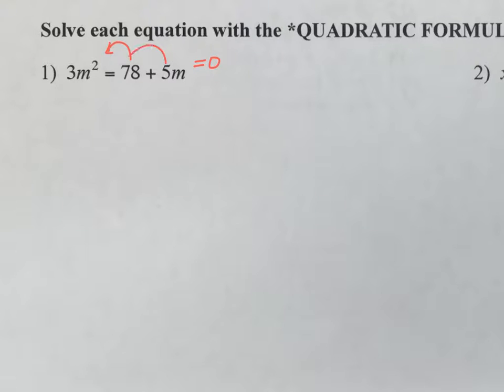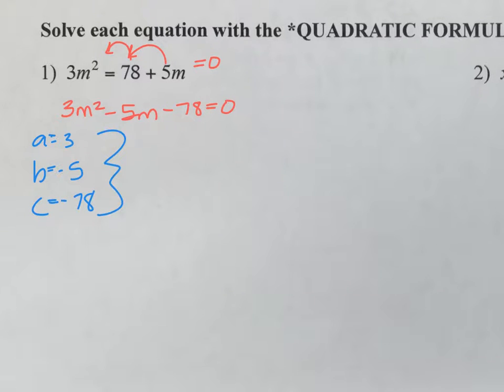So I'm going to move 78 and the 5m over, which is going to give me 3m squared minus 5m minus 78 equals 0. All right, that gives me A is 3, B is -5, and C is -78. So when I set up my quadratic formula, I'm going to get... I'm actually just going to give you the answer. And that is, I get positive 5 plus or minus the square root of 961 all over 6.